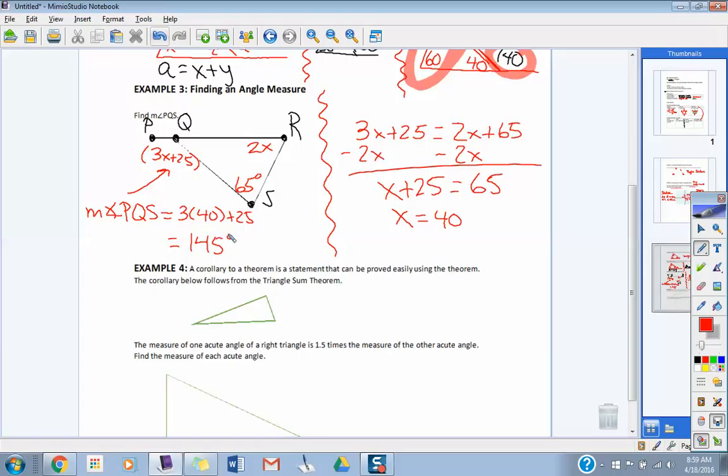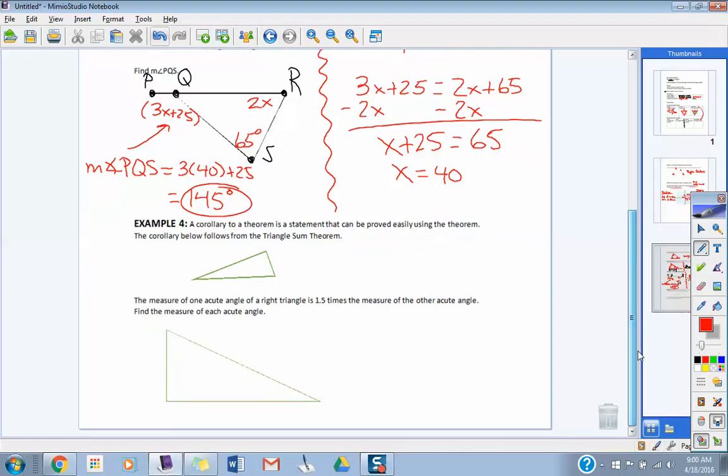By the way, what would this unknown angle be up here at R? Do 80 and 65 add up to that 145? So are there ways of checking that you're correct after you substitute back in? You bet there are. An exterior angle to a triangle is equal to the sum of the two non-adjacent interior angles. That makes sense in terms of what we just did there? Okay.